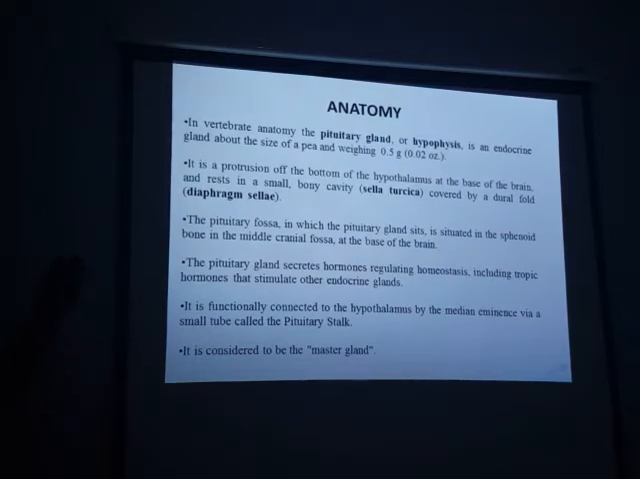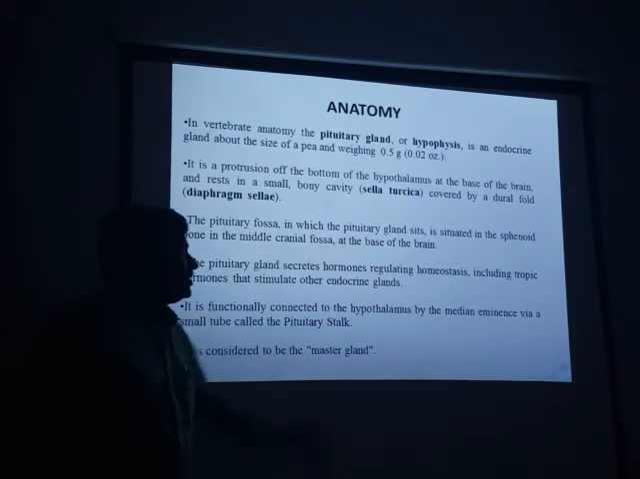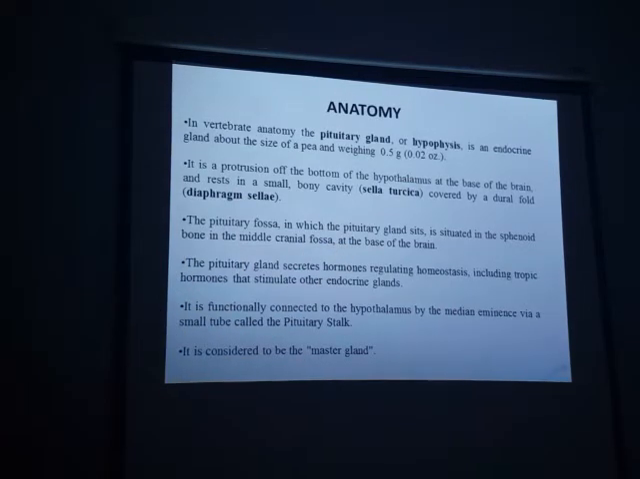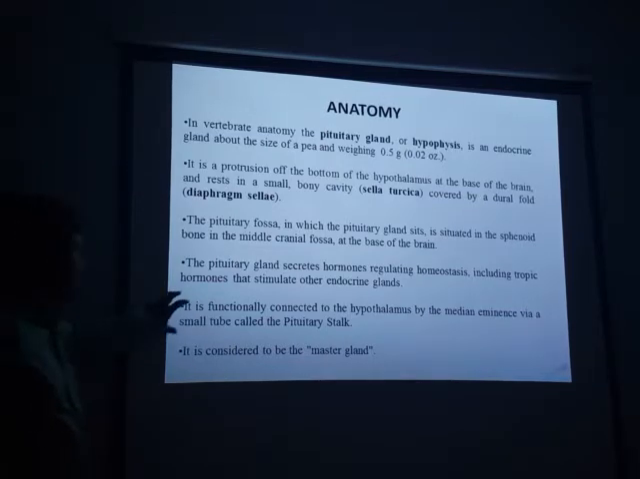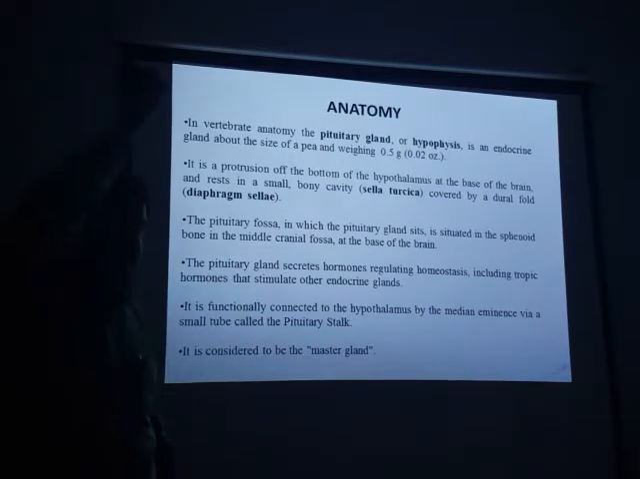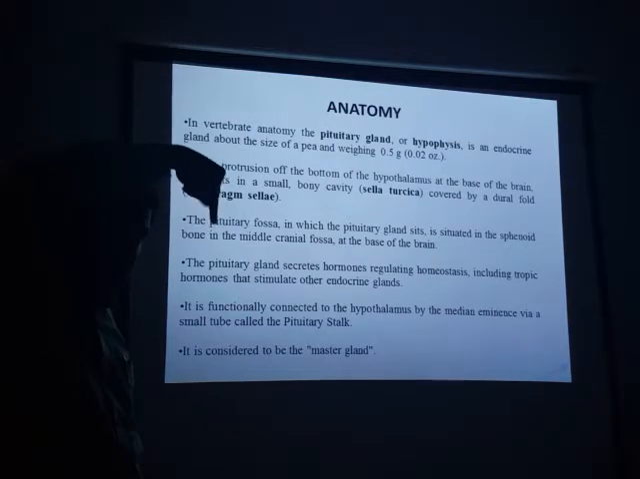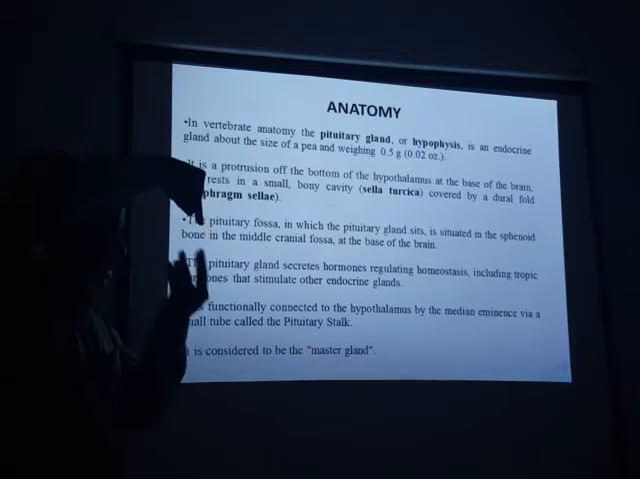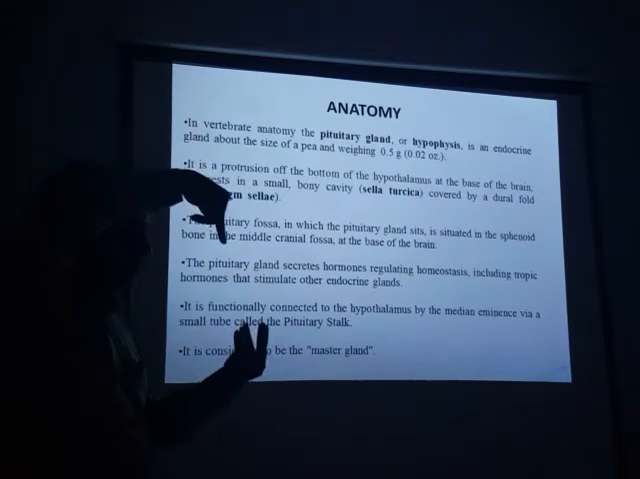As I said, it is situated in the hypophyseal fossa. So where is this hypophyseal fossa? Within the body of the sphenoid bone in the middle cranial fossa, covered by a dural fold called the diaphragma sellae. The pituitary fossa in which the pituitary gland sits is situated in the sphenoid bone in the middle cranial fossa at the base of the brain. The pituitary gland secretes hormones. Functionally it is connected to the hypothalamus. From the hypothalamus there is a stalk, called the infundibulum, which connects the pituitary with the hypothalamus. I will come to that later, okay?